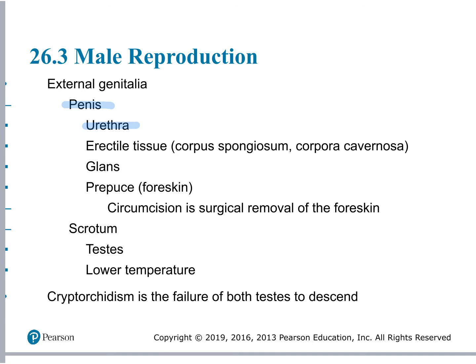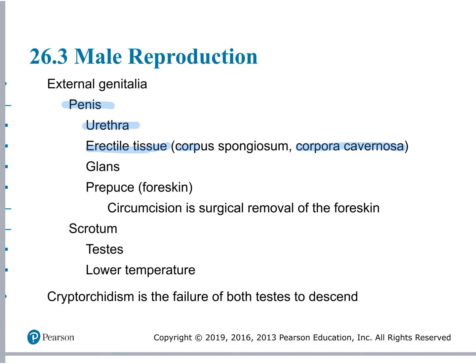Remember, there are three parts to the urethra. There's the prostatic urethra, there's the membranous urethra, or the intermediate part of the urethra, and then there's also the spongy urethra, also known as the penile urethra. The penis is made of erectile tissues, and there's two kinds. There's corpus spongiosum and corpus cavernosum. Corpus cavernosum is on the dorsal surface of the penis, and there's two cylinders of the corpus cavernosum.